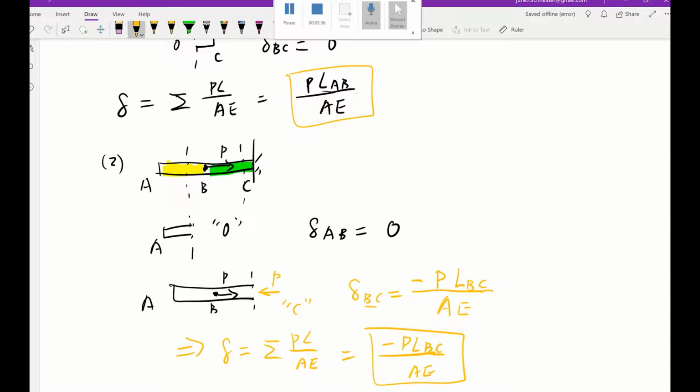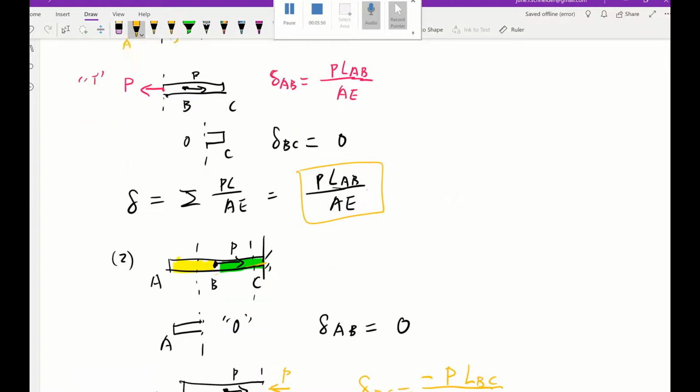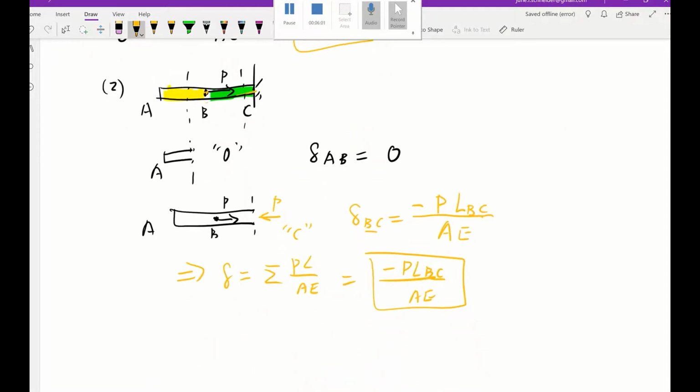In length, what matters here is the BC length. However, there, AB length matters. I encourage you to visualize that. If I have a force applied at B, what really is elongated is the AB section. And here, if you have forces applied at B, what section is being contracted? It's only BC. So now I actually help you validate this formula you derived.